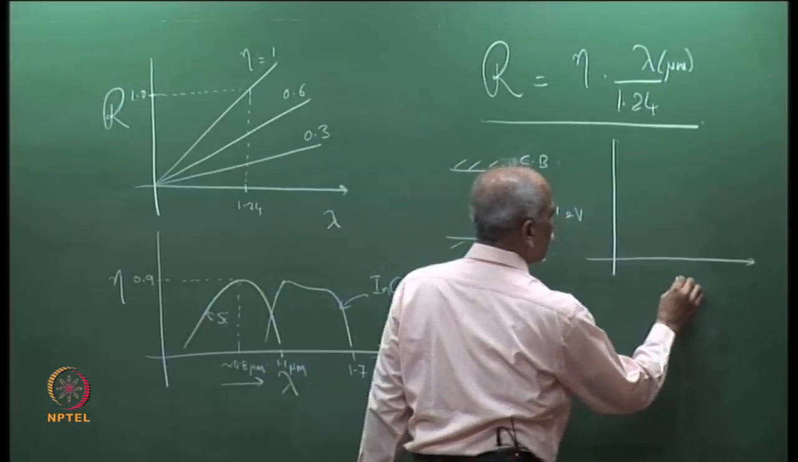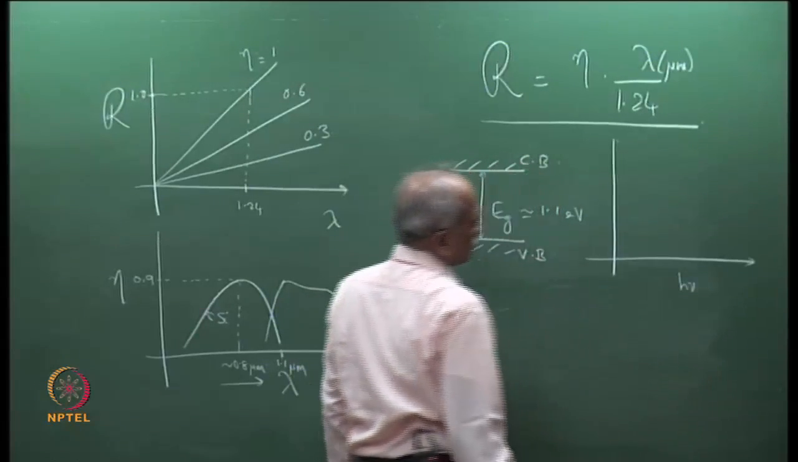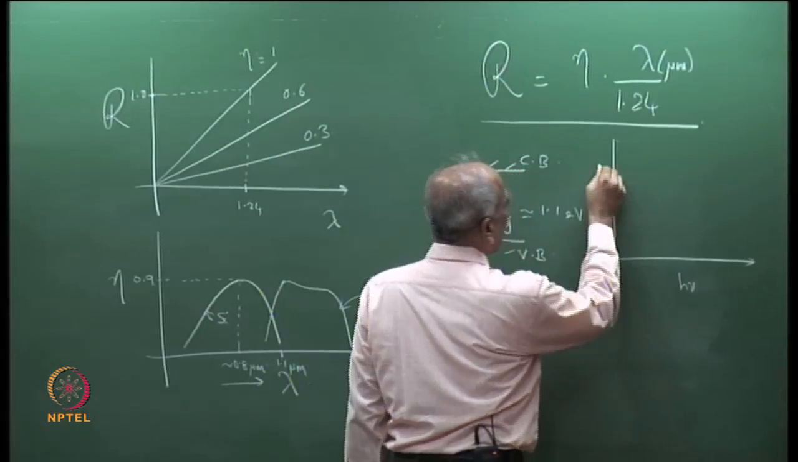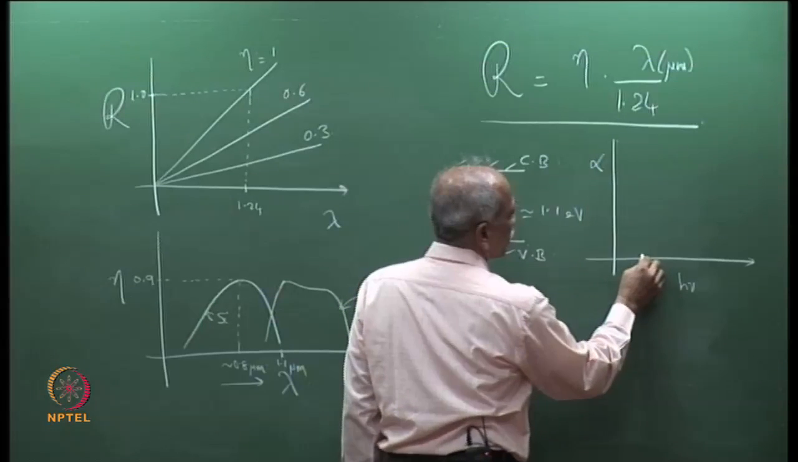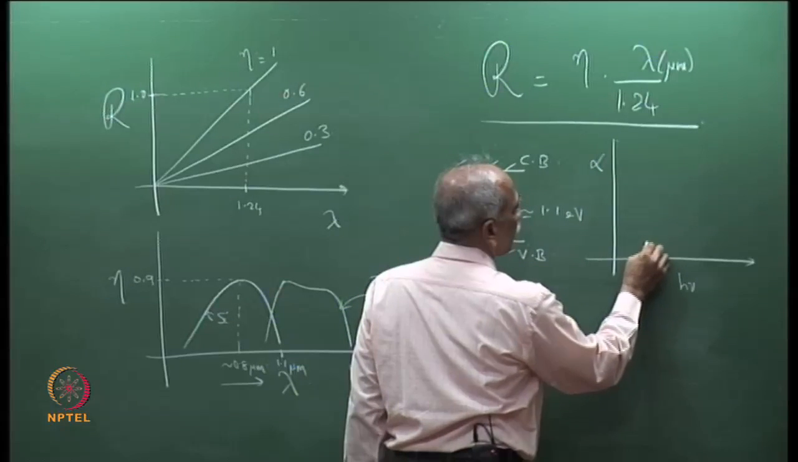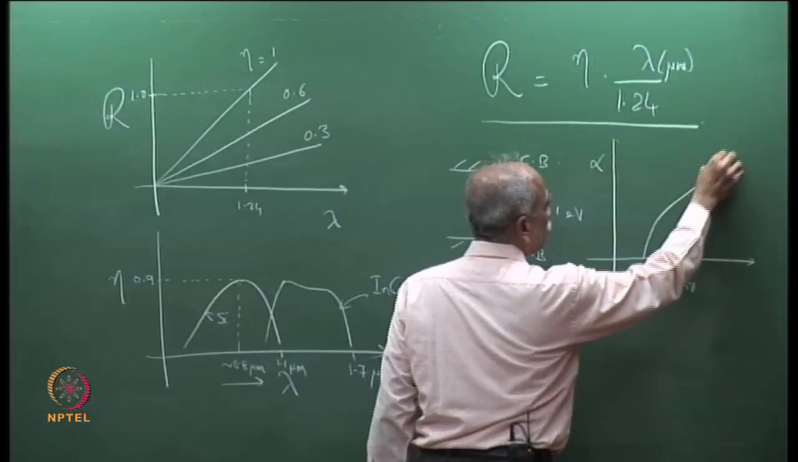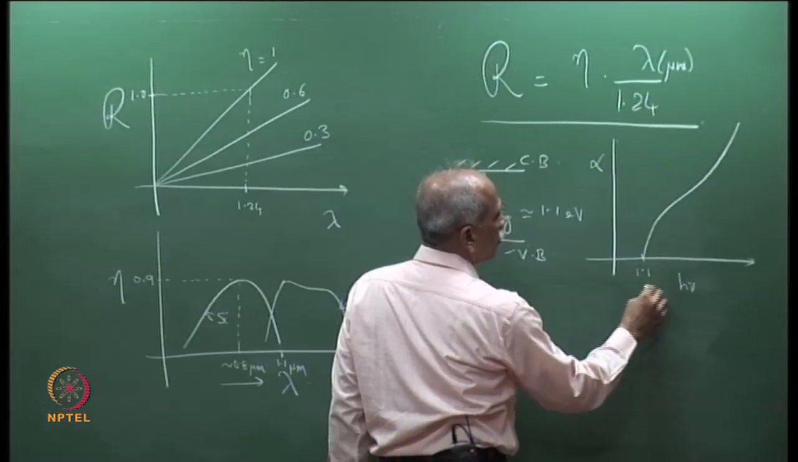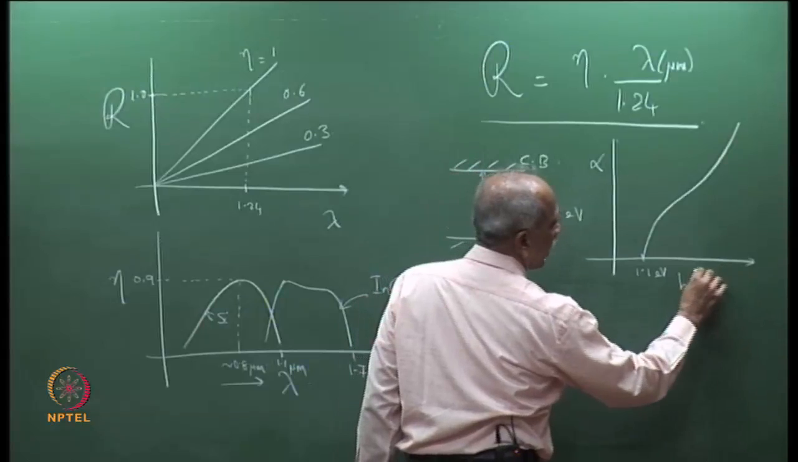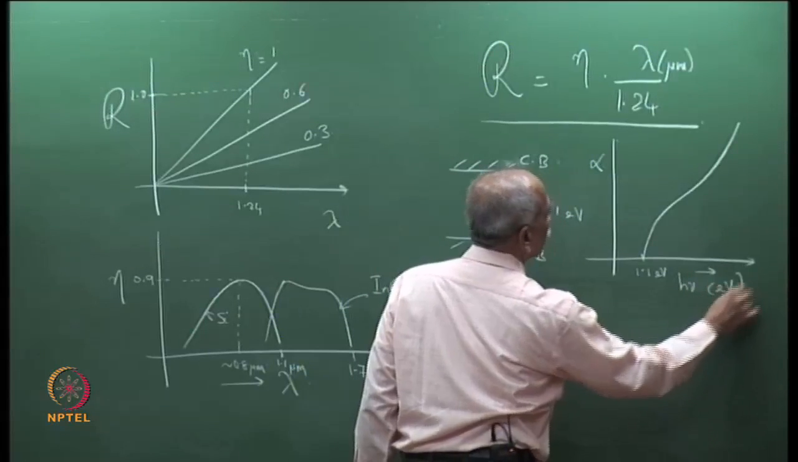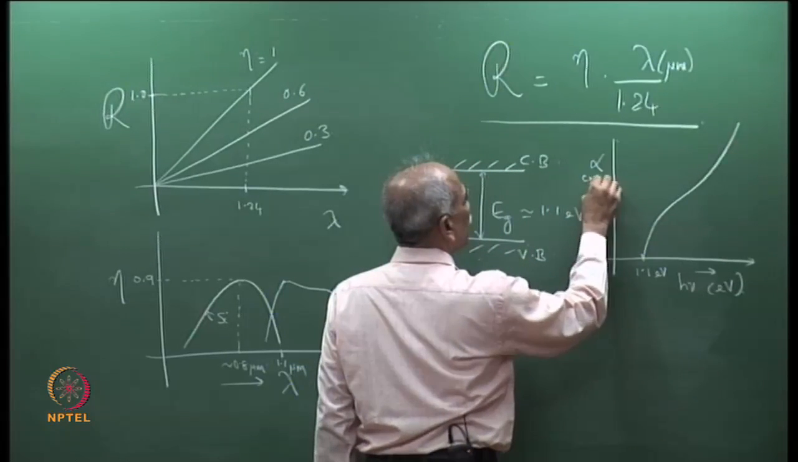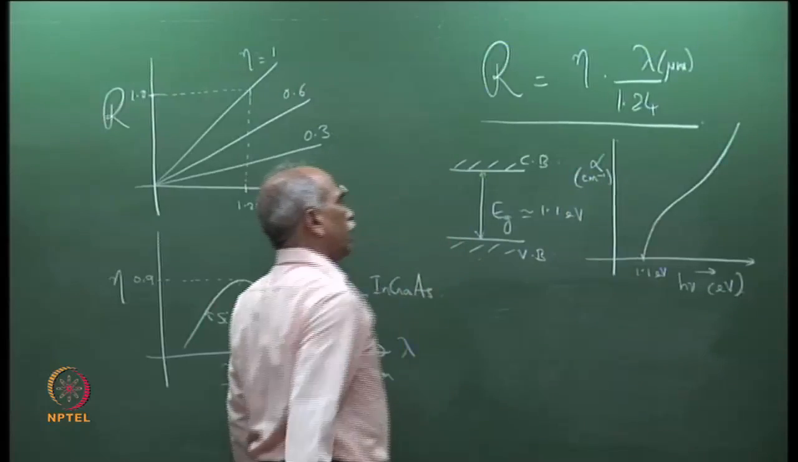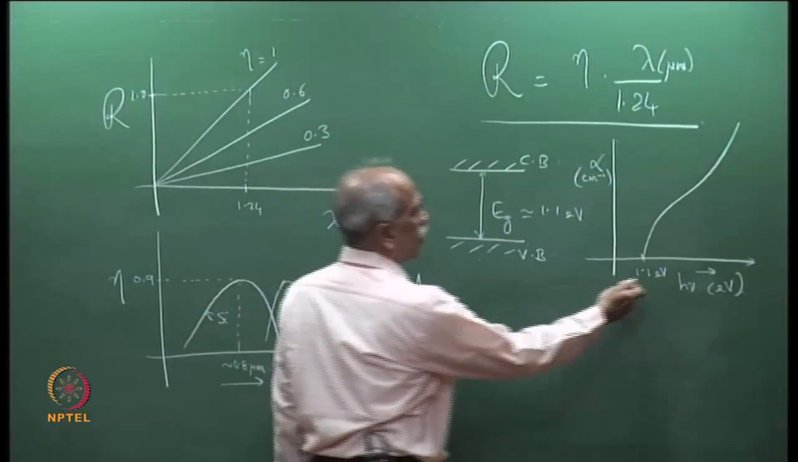So, this is h nu. We recall that the absorption coefficient alpha here starts at Eg and then goes up. This is for silicon, so Eg equals 1.1 eV. This is h nu in eV, and this is alpha in centimeter inverse. Recall the absorption coefficient as a function of photon energy.